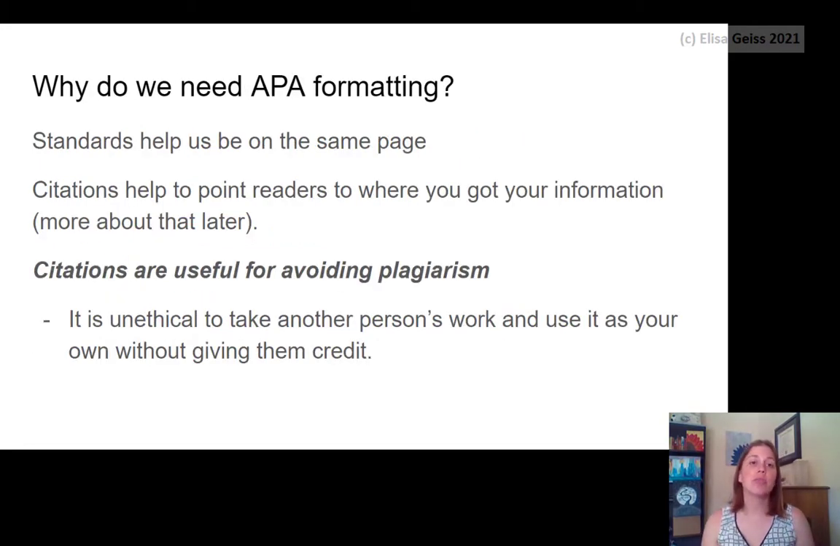All these standards really help us to be on the same page, especially when we're talking about something like writing and our citations. Citations really help me as the reader of your paper, as well as other people, find out where you got your information from. Another big thing is that citations are really important for us to avoid plagiarism. We know that academic integrity is very important to our universities, and we want to make sure that we give credit to somebody else for the work that they did, right? Just like you would want somebody to give you credit for the work that you're doing as well.